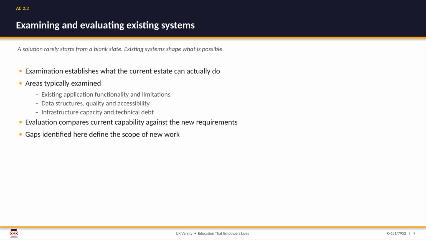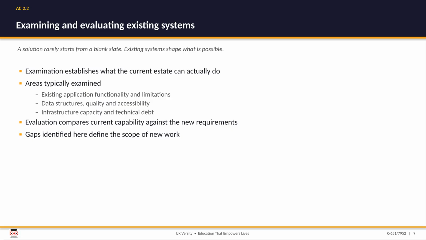A new solution rarely begins with a blank slate, and the systems already in place quietly shape what is possible. Examination is about establishing what the current estate can genuinely do, looking honestly at existing application functionality and its limits, at the structure, quality, and accessibility of the data, and at infrastructure capacity together with any technical debt. Evaluation then compares that real capability against the new requirements. Wherever the two do not meet, you have found a gap, and those gaps are precisely what defines the scope of the new work.